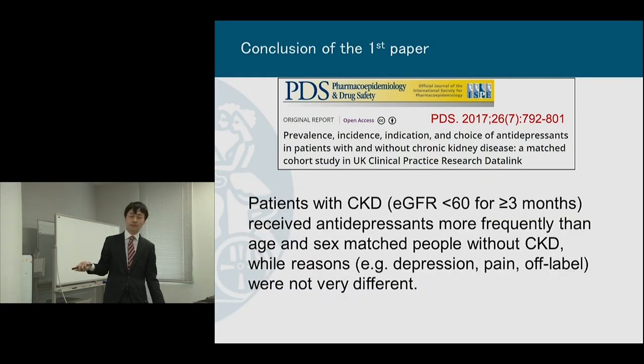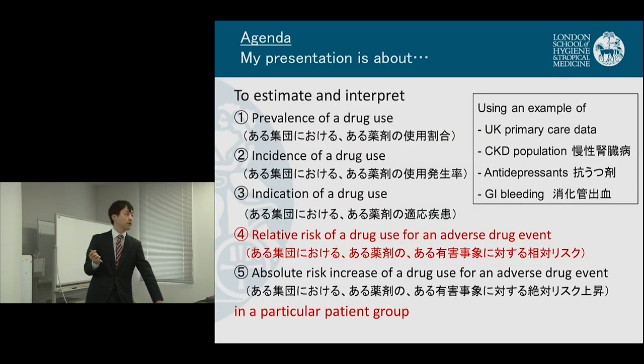So to conclude the first paper, patients with CKD received antidepressants more frequently than age- and sex-matched people without CKD in terms of both prevalence and incidence, while the reasons were not very different. So this is the result of the drug utilization study in my first paper. Okay, so do you have any questions or comments?